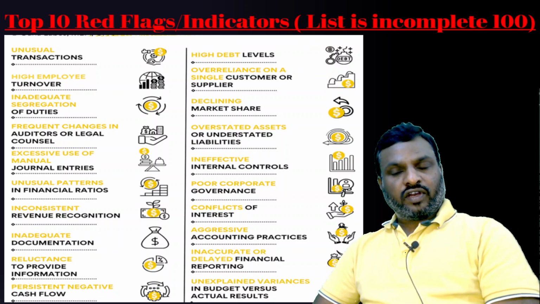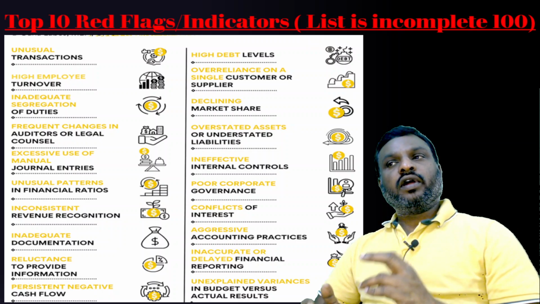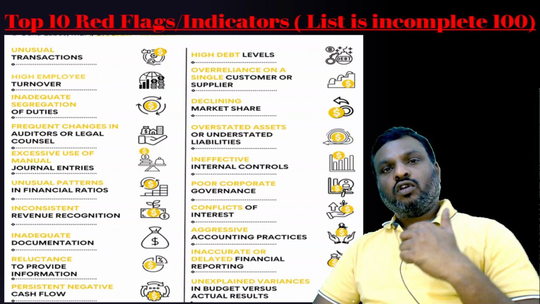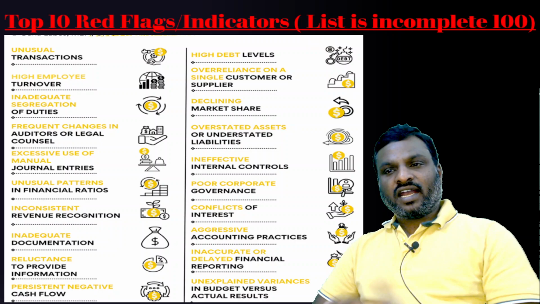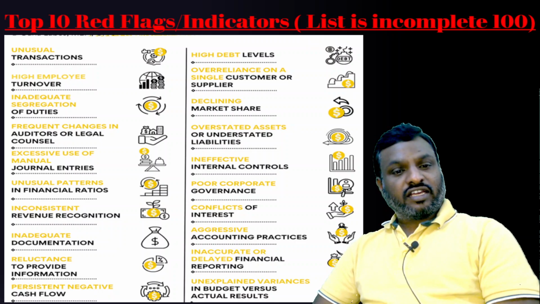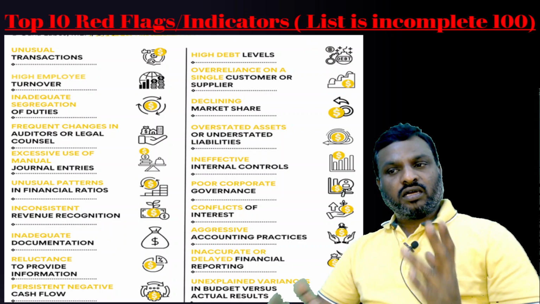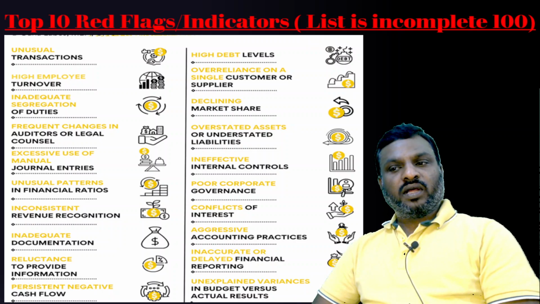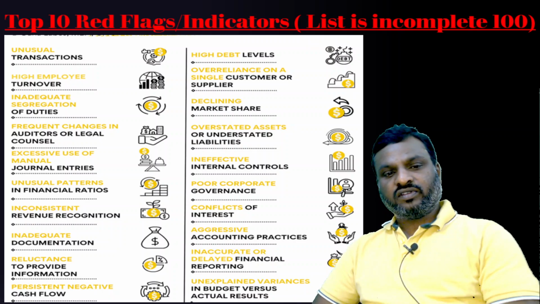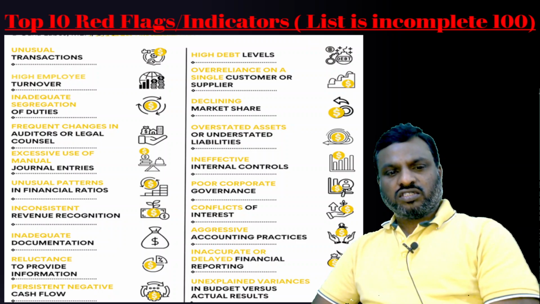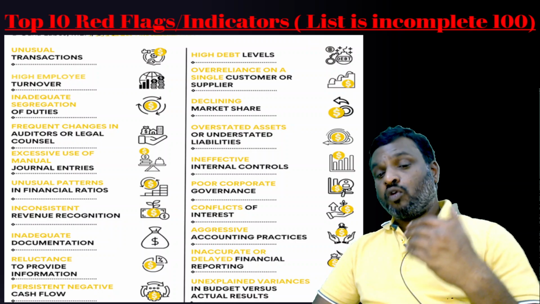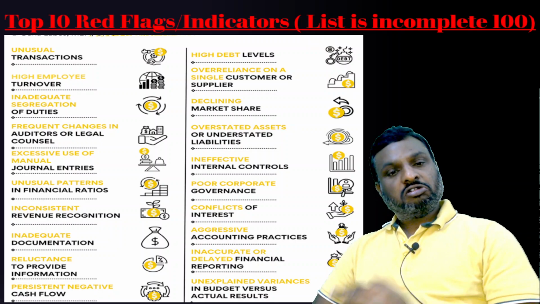Inadequate documentation, very very important. People are not maintaining proper documentation. Communication is happening through phone calls, either mobile or landline, or through WhatsApp or Telegram messages, and there is no proper mail documentation and no proper hard or soft copy documentation. Everything is happening just through phone calls and messages. In such cases, or whenever you ask for certain information and no proper documentation is readily available, these are indicators of frauds and errors.